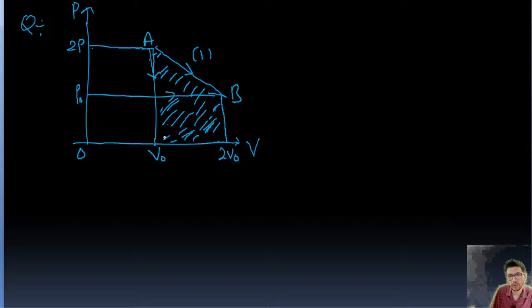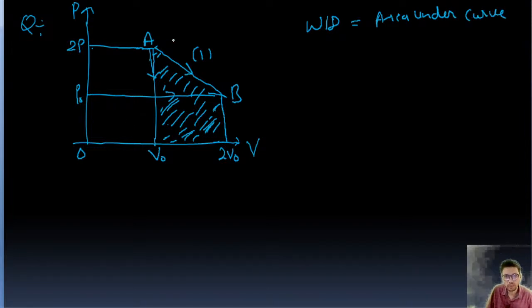Work done from different processes. This is a PV curve, and for a PV curve we know that work done is the area under the curve. So now we are going to choose two paths and then find the work done. We are going from A to B by this path and by this path. First we will come to this and then this.